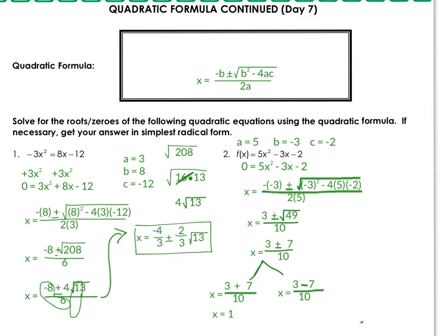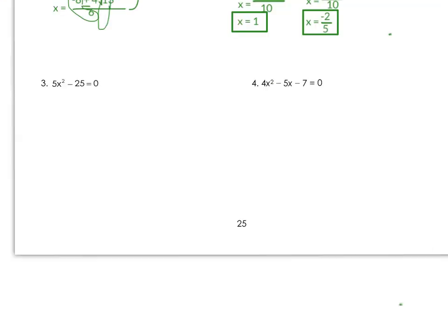And then on the right here, I have 3 minus 7, which is negative 4. Negative 4 divided by 10 is negative 2 over 5, negative 2/5. And those are my answers, 1 and negative 2 over 5. Okay, let's try another one.